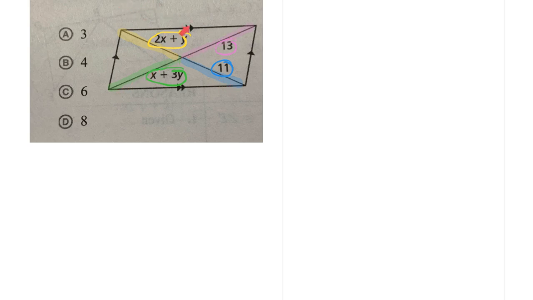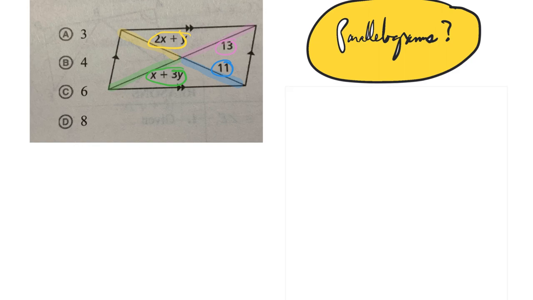It doesn't say, because the top and the bottom are parallel, designated by the arrows, and the left side and right side are parallel. So it's a parallelogram, and these are the diagonals, and these expressions represent pieces of the diagonals. So now we need to ask ourselves, what do we know about parallelograms?